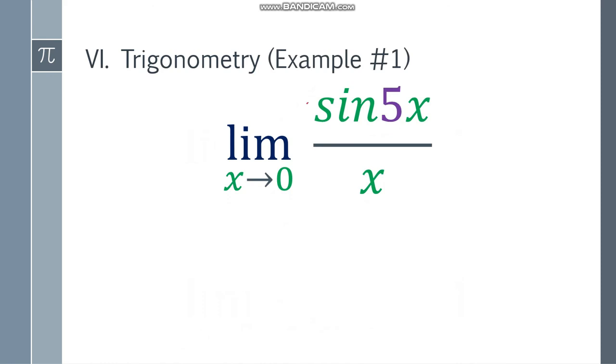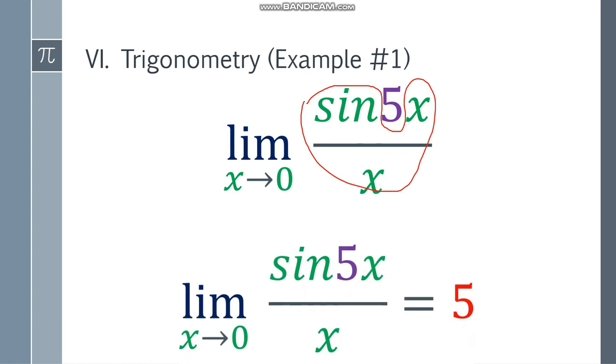Remember, sine x over x is 1. So the remaining part, just multiply it to 5. And the answer will be 5. Easy, right? The next one.